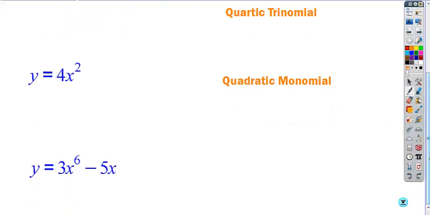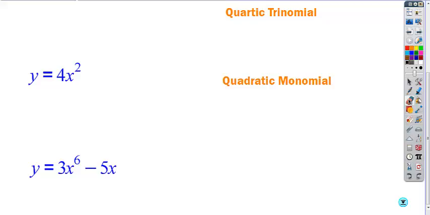For the last one here, what's the biggest power? 6. What do we call something of degree 6? Do we have a name for it? No, so it's just of degree 6, right? So how many terms do you see? 2, so what do we call that? A binomial. Now, if I named it by degree, would it make sense to say a polynomial of degree 6 binomial? No. So because the English has to still make sense, when it's degree of, we actually flip the order.